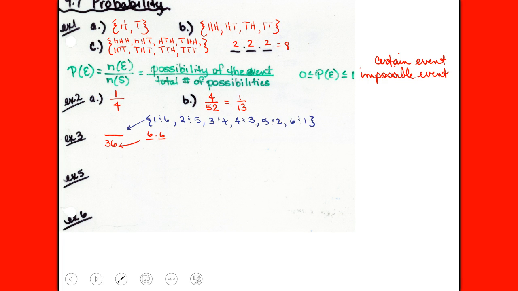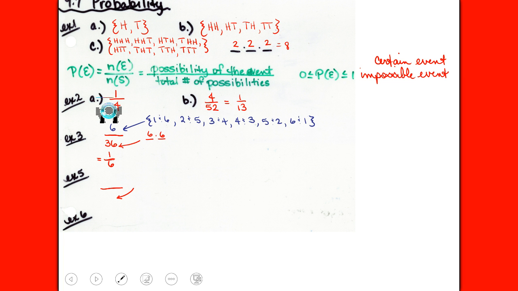Okay. So we had 1, 2, 3, 4, 5, 6 different ways that we could get our event, a sum of 7. So we could say that's 6 over 36. And again, we're going to give that probability in lowest terms. So we would simplify that down to 1/6.